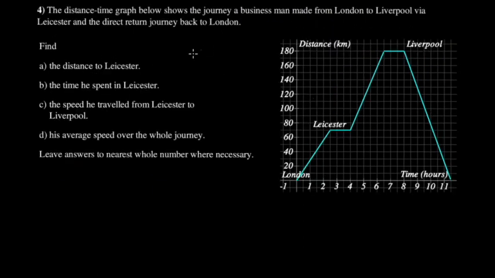So the next question is kind of interesting. The distance-time graph below shows the journey a businessman made from London to Liverpool via Leicester, and the direct journey back to London. I don't know how to pronounce this, I think it's Leicester. But anyway, the distance to Leicester, from here to here, some of these things you're now able to just write down.